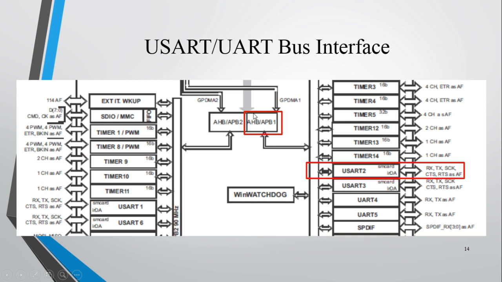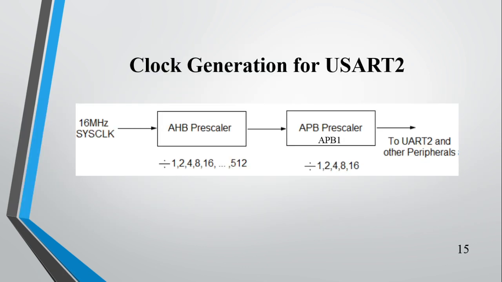So we need to configure the APB1 prescaler. This is a block diagram showing the clock generation for UART. We have already seen that the system clock is used as the clock for almost all the peripherals, and HSI is the clock source for the system clock. By default HSI is operating at 16 MHz. So 16 MHz is given as input to the UART peripheral, and since UART2 is used in the program, it is connected to the APB1 bus interface.